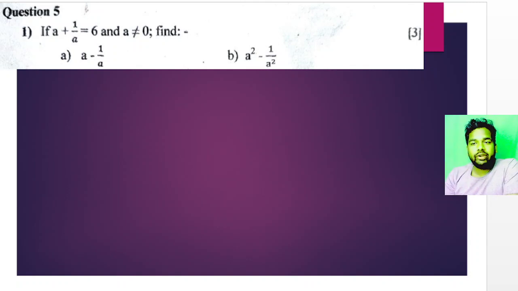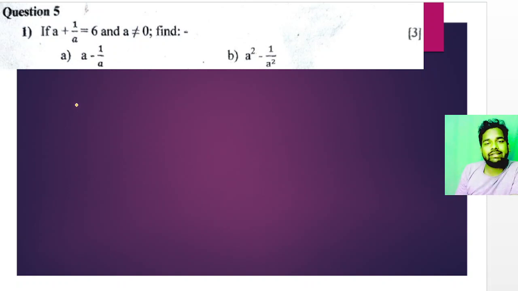Now we are going to solve the next question. The question is saying that if a plus 1 by a is equal to 6, and if a is not equal to 0, then find a minus 1 by a. This is a very easy question. I think everybody has gone through this question in your previous class also.